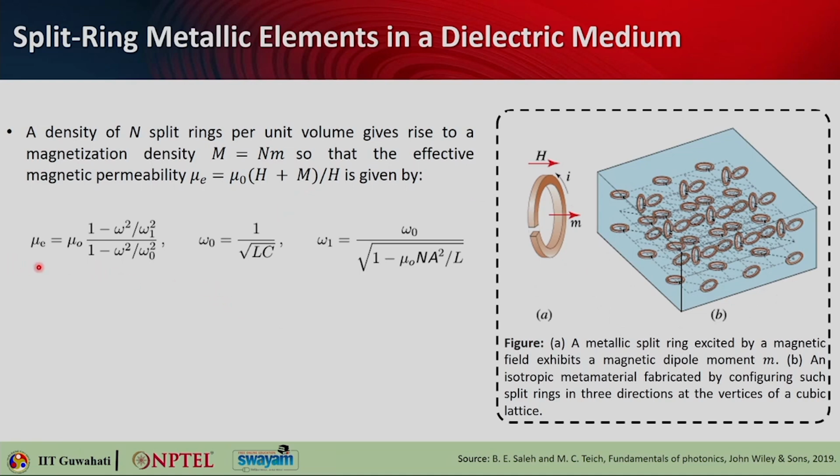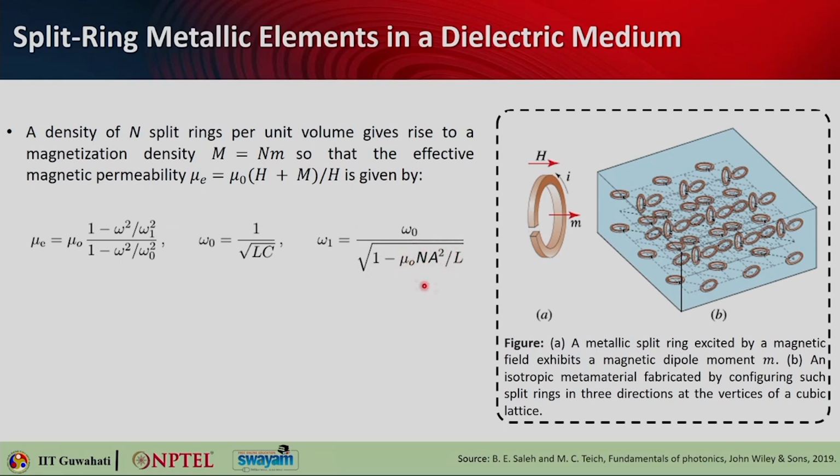So this is the new term that you have brought in by doing this kind of assembly. There is a bit of maths involved, but it can be seen that you are able to obtain mu e equals mu naught times (1 minus omega squared over omega 1 squared) over (1 minus omega squared over omega naught squared). What is omega naught? That is 1 over square root of LC. And what is omega 1? That is given as omega naught times square root of 1 minus mu naught N A squared by L.